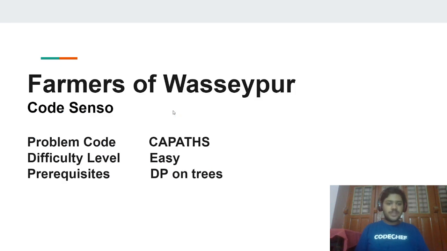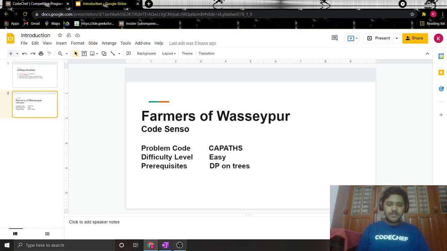And today I am going to explain the problem Farmers of Wasseypur from CodeSenso. The difficulty level of the problem is easy and the prerequisite is DP on trees. Now let's move on to the problem statement.